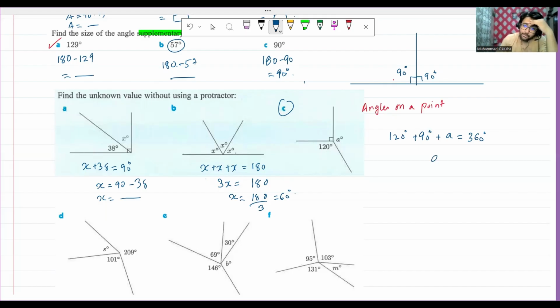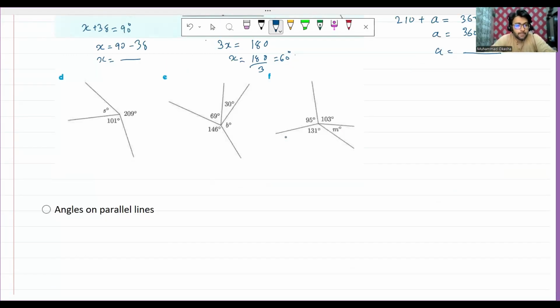From here, you can work out 120 plus 90 would be 210, right? So this would be 210 plus A is 360. A would be equal to 360 minus 210, and you can do the math and get your answer. I hope it makes sense.